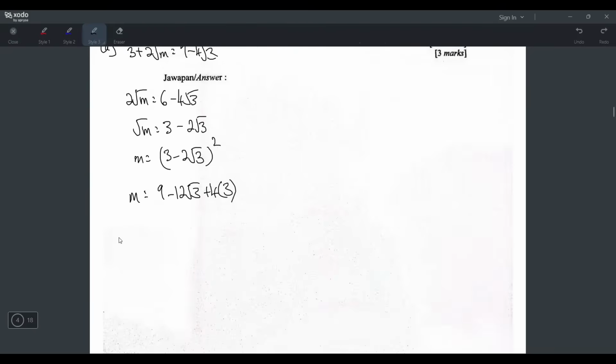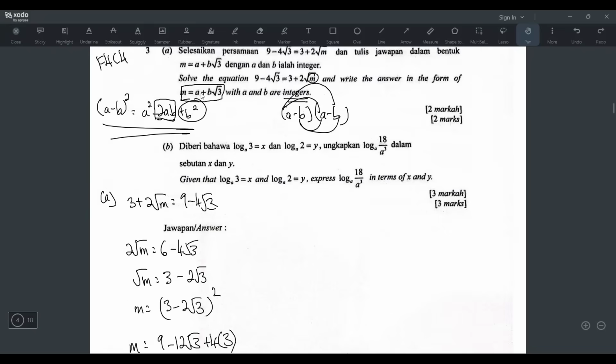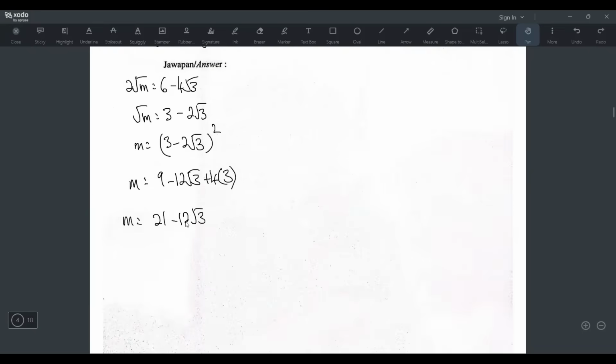Now you're done with this. Now your m will be 9 plus 4 times 3, which is 12. 12 plus 9 is 21, minus 12 square root 3. Okay, this is your answer. I don't think there's anything else you can do. Of course, you can factorize 21 and 12, you can take out 3. But I don't think you will do that because they already said they want your answer in this form. And I don't see any bracket here. I just see number plus number square root 3, a plus b square root 3.